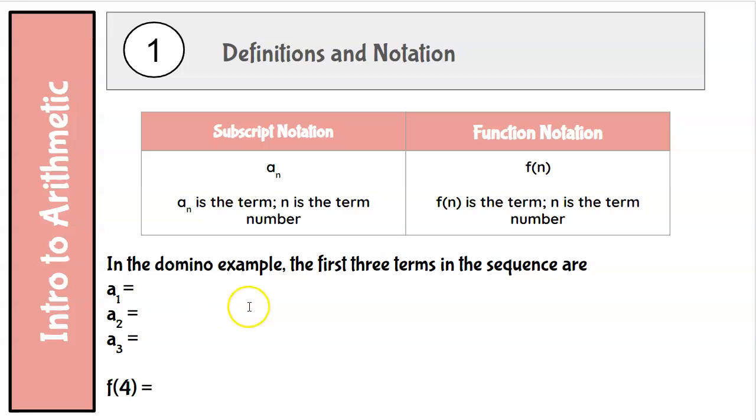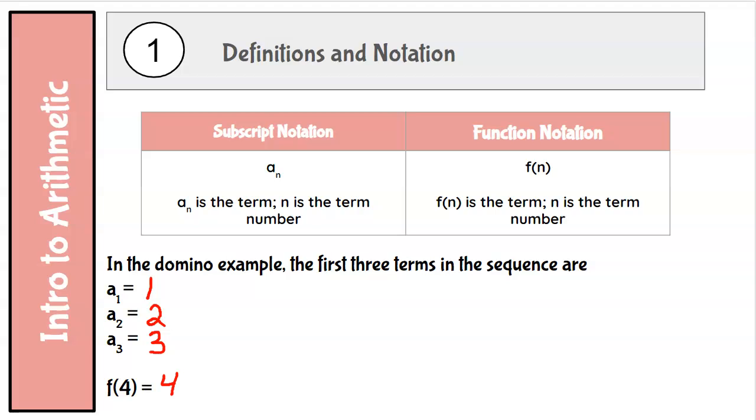In the domino example, the first 3 terms in the sequence are, so what this means is it's asking me for the first term. What is the first term? Well, the first term was 1, because there was 1 domino. The second term was 2, because there were 2 dominoes. And the third term was 3. That's what that means. What's the third term? What's the second term? What's the first term? In function notation, this means what's the fourth term? And it was 4, we predicted.